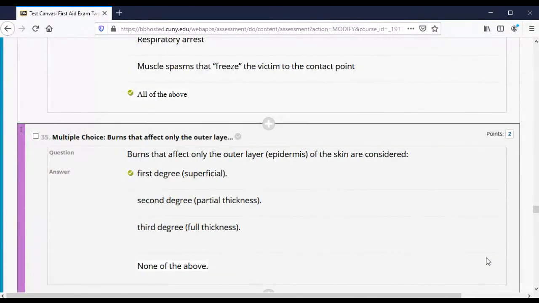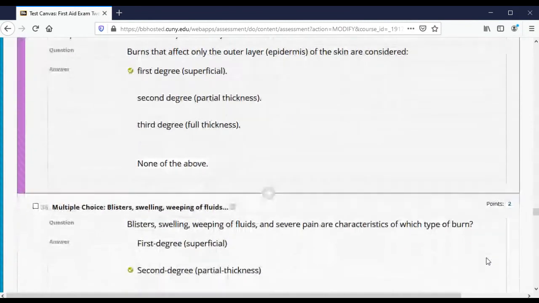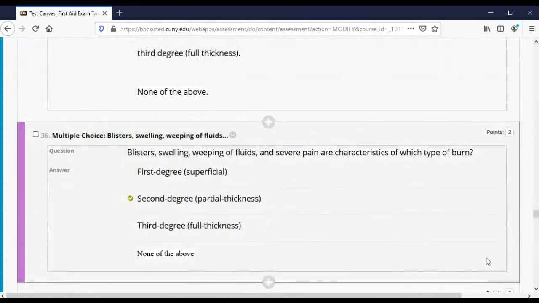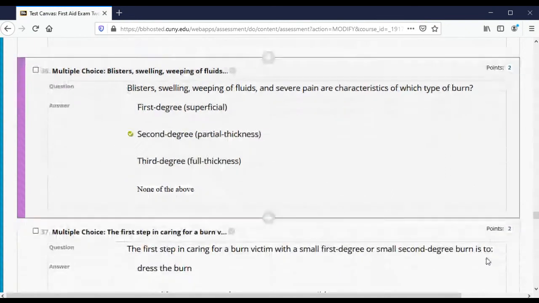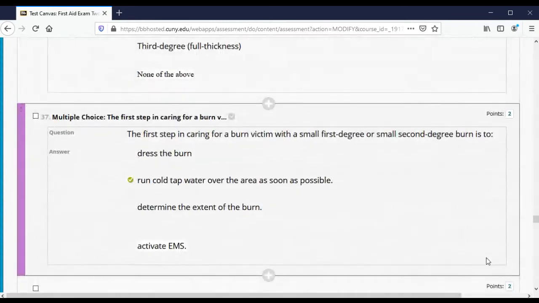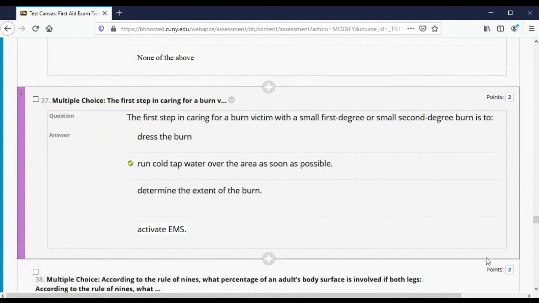Burns that affect only the outer layer or the epidermis of the skin are considered first degree, superficial burns. Redness, warmth, pain, no real structural damage to the skin, however. Blisters, swelling, weeping of fluids, and severe pain are characteristics of second degree, partial thickness burns. They require some more advanced medical intervention.